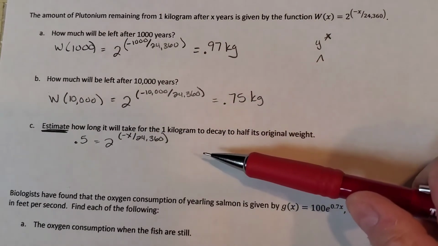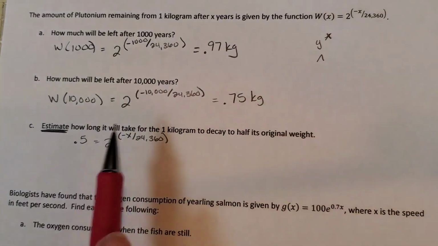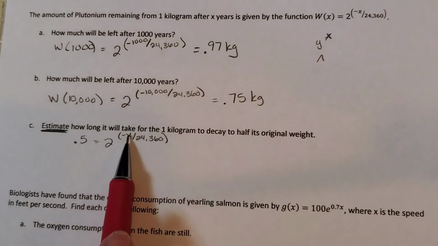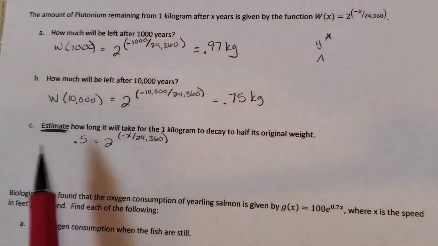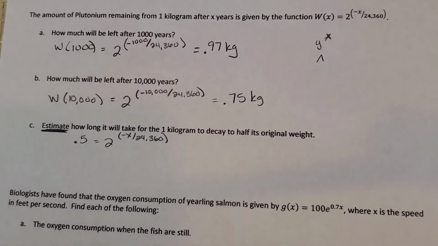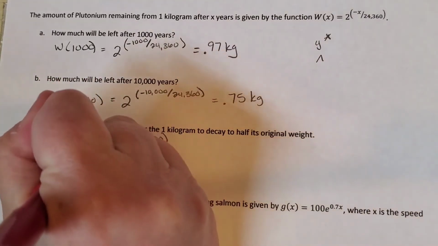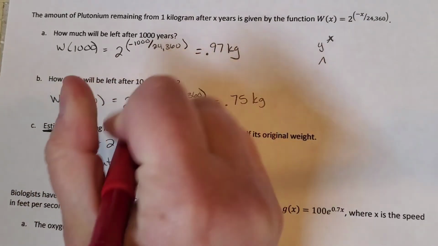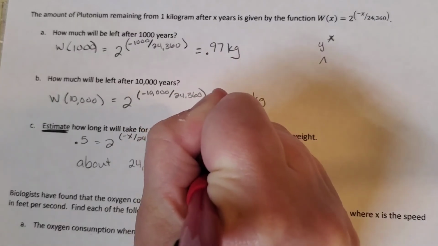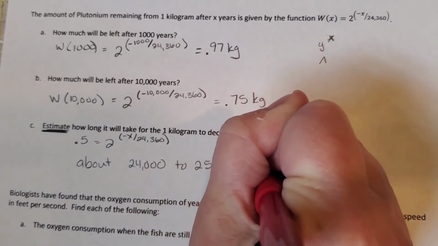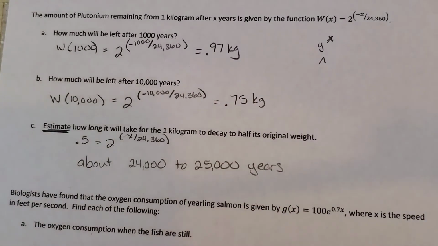So 20,000 years might be a good place to start. So plug in 20,000 for X. When you do, you'll notice it's not quite a half kilogram yet. You're still above it. So that's not going to be enough. So keep plugging in larger and larger numbers until you get to where you need to be. Turns out that if you keep trying, you should find somewhere around 24,000 to 25,000 years is when we're going to end up close to half a kilogram. Again, we'll learn how to solve specifically for the answer later, but for right now, we're just estimating how long it would take.